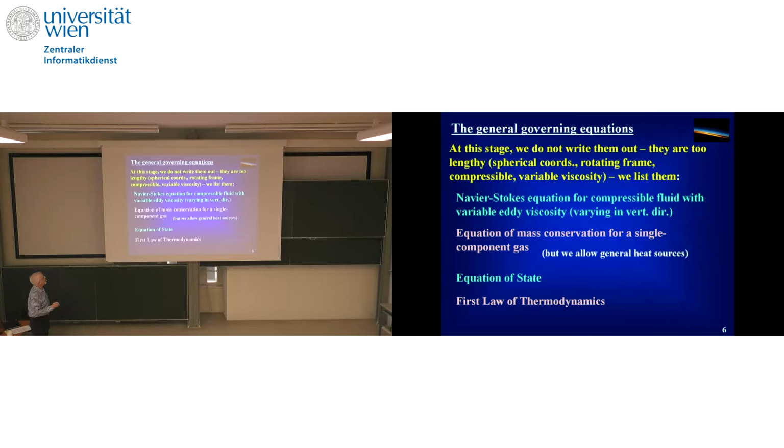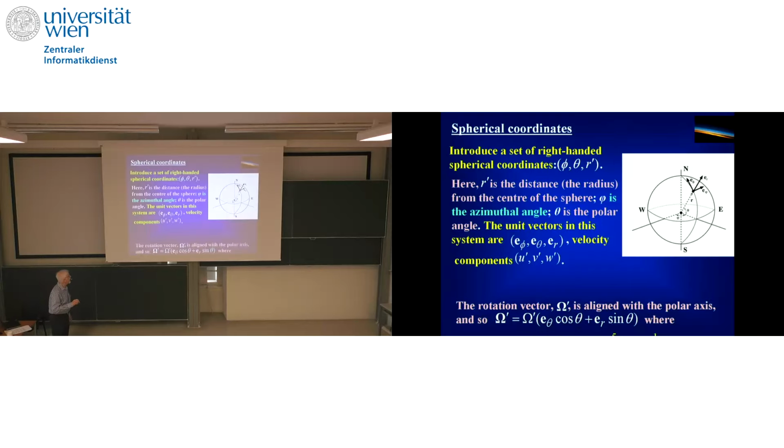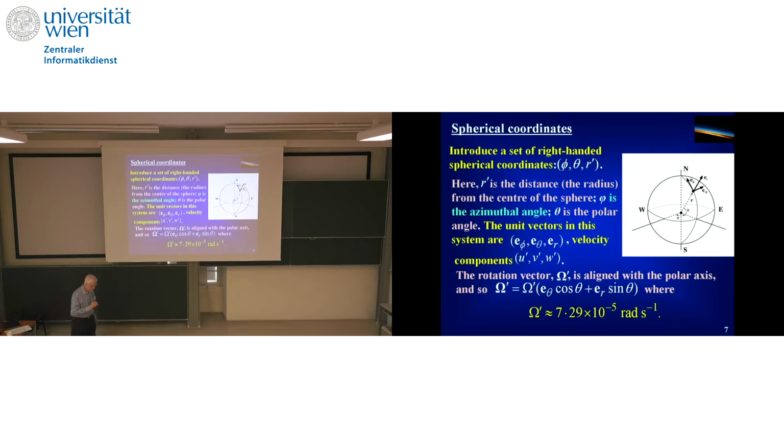Right, thank you. Okay, so of course I need to introduce spherical coordinates, so this is very much the familiar picture. By the way, for those who worry, the primes denote physical dimensional variables. Once I non-dimensionalize, all the primes will disappear. So we've got phi is the azimuthal angle, theta is the polar angle. Of course, we're in a rotating frame, so we've got a rate of rotation appropriate for the Earth.